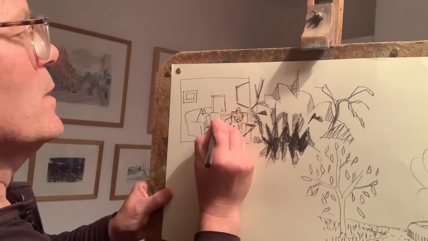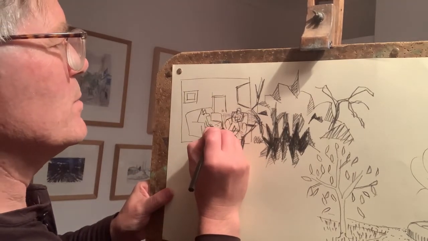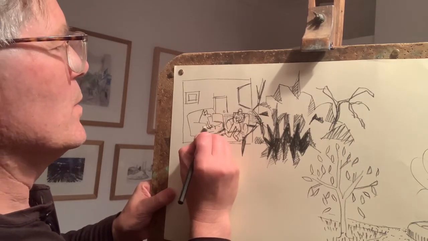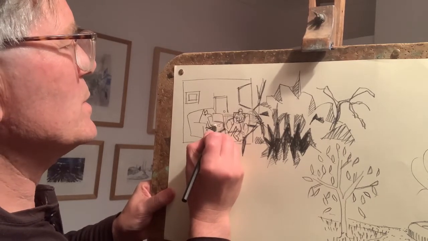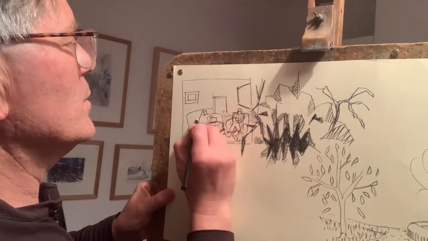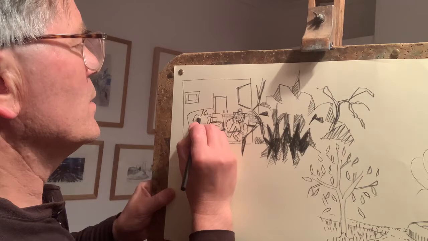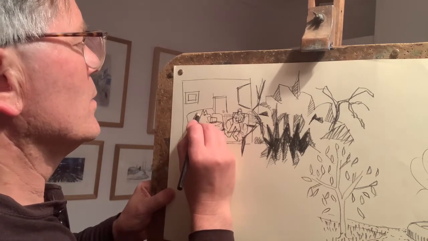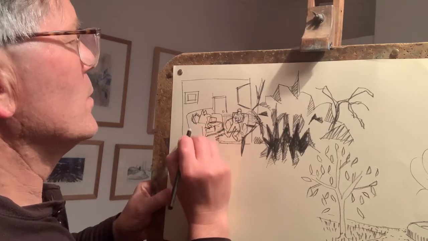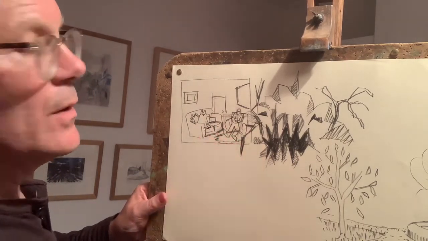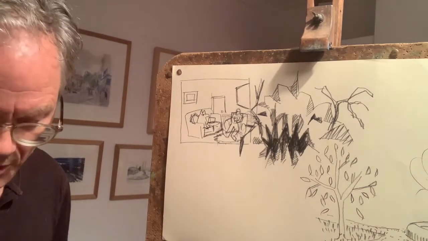Try and get that sofa looking a bit more comfortable. It looks a bit hard, doesn't it? Can I make those cushions look a bit softer? There's a cushion behind him there. That's a bit better. Right. Okay.